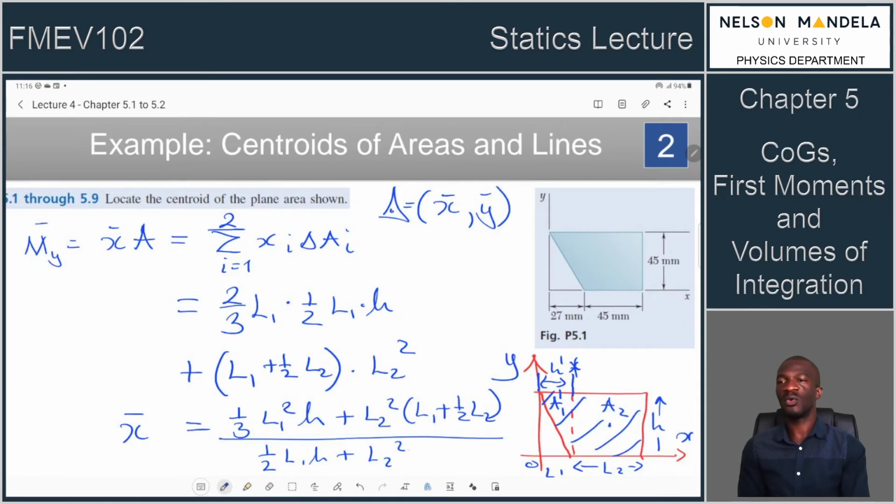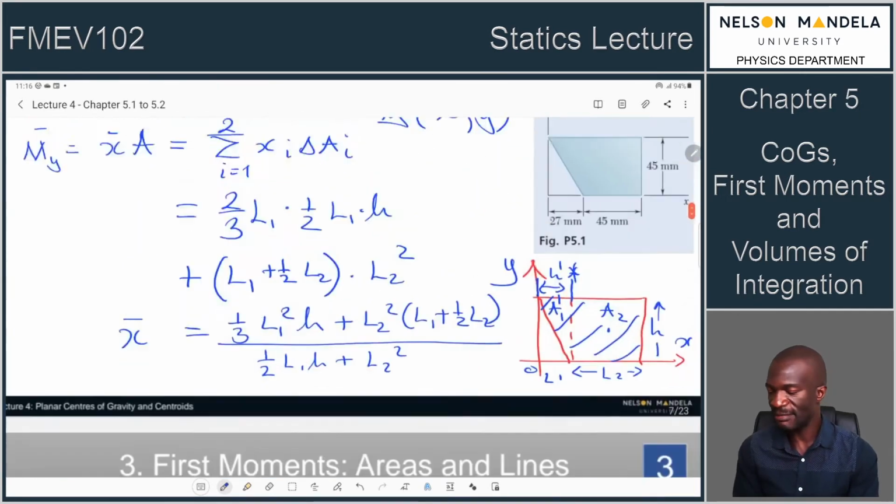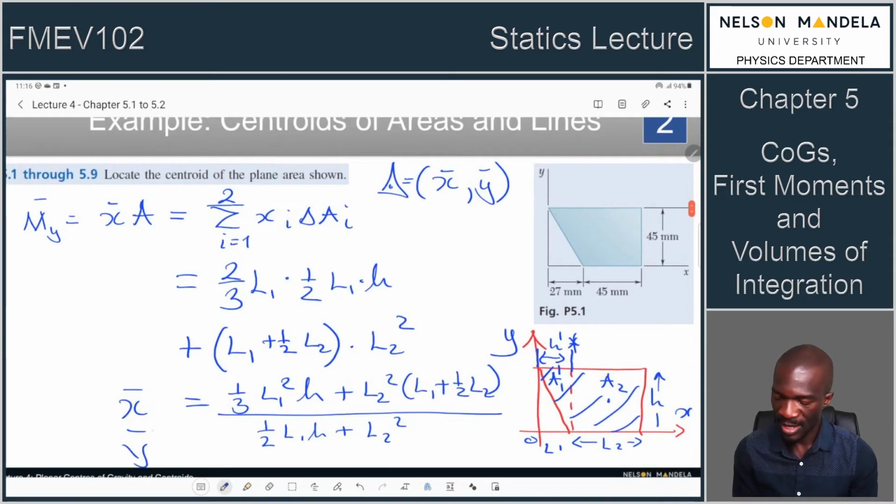So you now have your x bar. By the same method, you can then find your y bar to find your centroid. That is by the use of the equations that we got earlier.